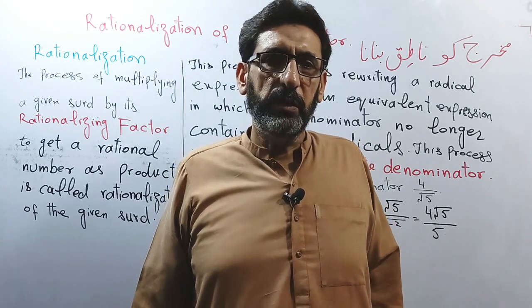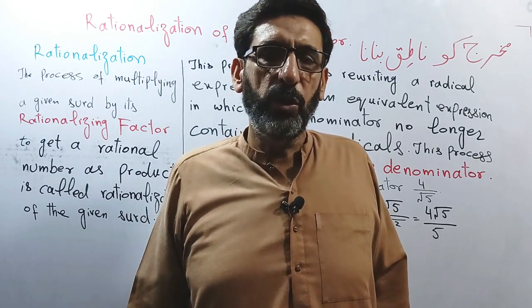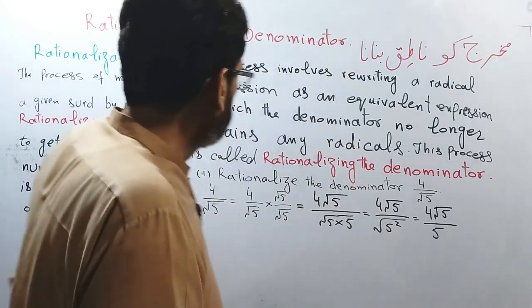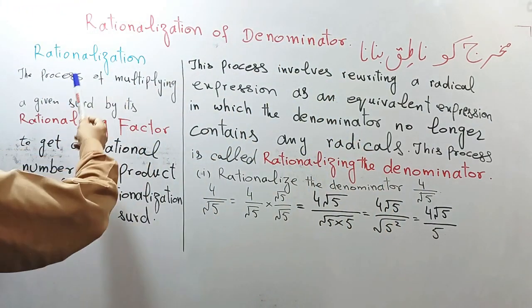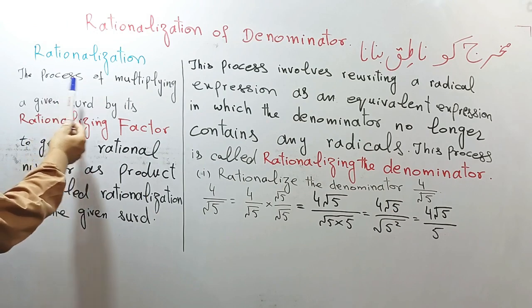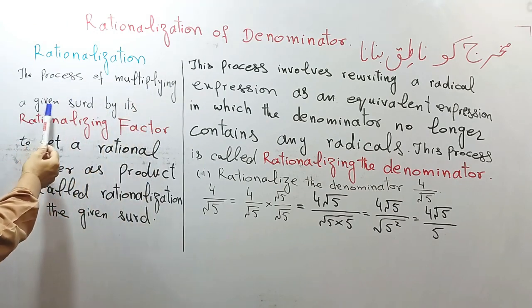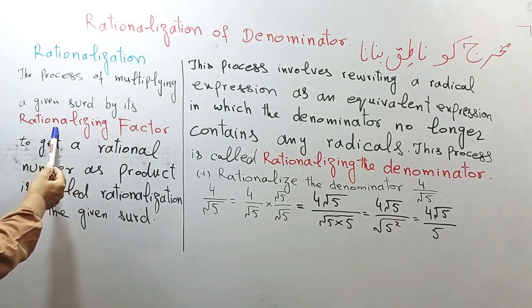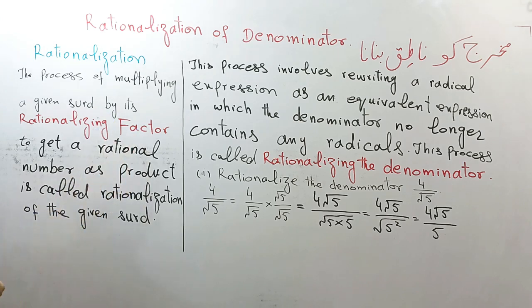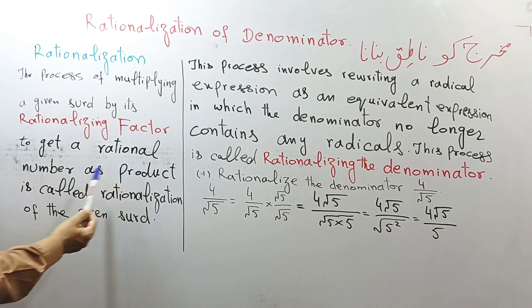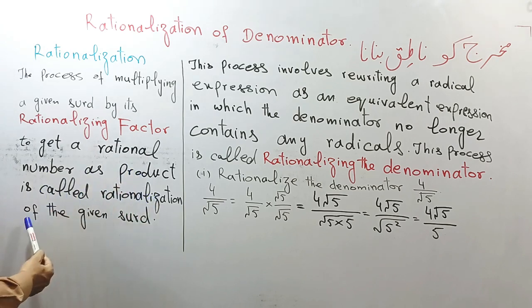Today we will discuss rationalization of denominator. First we see rationalization. The process of multiplying a given surd by its rationalizing factor to get a rational number as product is called rationalization of the given surd.